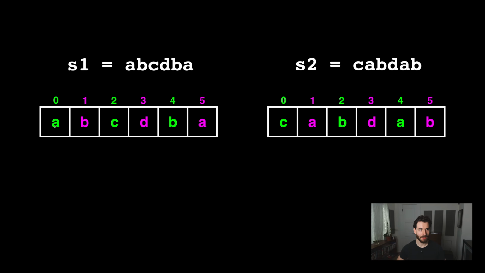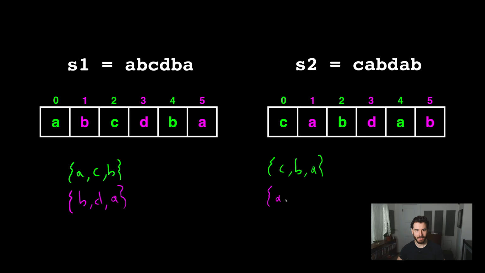So for S1, in the even indices, we have A at 0, C at 2, and B at 4. And for the even indices of S2, we have C, B, and A. Then for the odd indices for S1, we have B, D, and A. And for S2, we have A, D, and B. So both the even and odd groups have the same characters appearing at the same frequency, which means we can rearrange the characters within these groups to make the two strings equal.